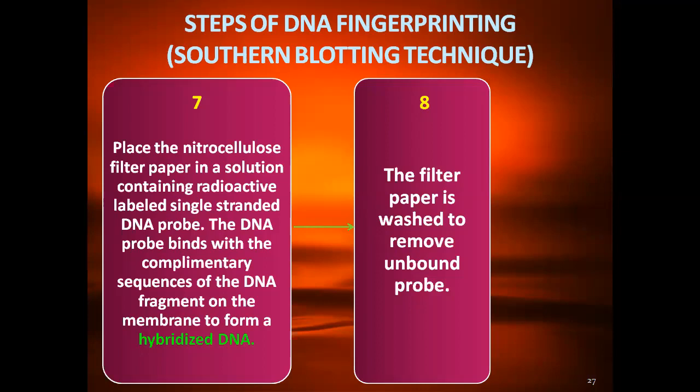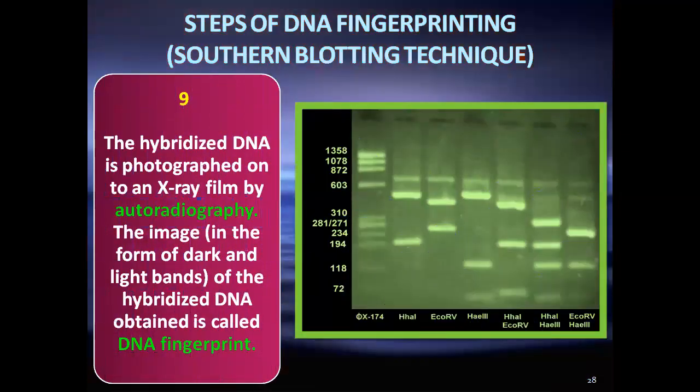The filter paper is washed to remove the unbound probe. As I said, we prepare lakhs of probes, and among them, only some complementary ones will bind. The hybridized DNA is then photographed onto an X-ray film by autoradiography. The image in the form of dark and light bands of the hybridized DNA obtained is called the DNA fingerprint. This is called the DNA fingerprint.